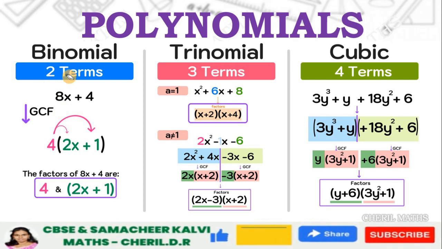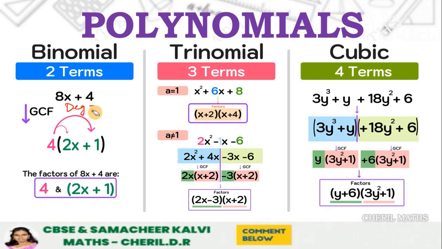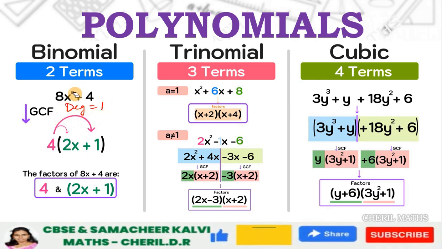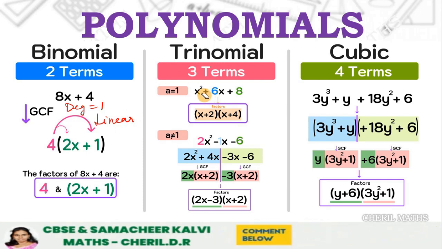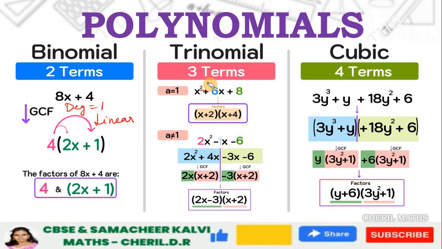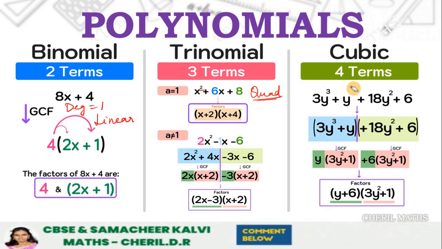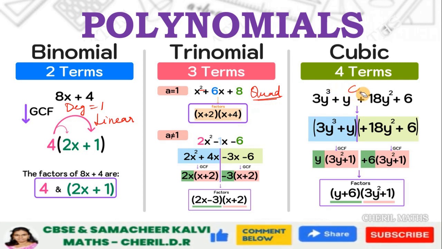See here, we are going to see what a binomial is when we have two terms. So here it is 8x plus 4. What is the degree here? The degree is 1. So what kind of polynomial is it? It is a linear polynomial. If it's degree 1, it is linear. Here the degree is 2. What can you call it? You can call it a quadratic polynomial. If power 3, it is going to be called a cubic polynomial. Hope you understood this, children.